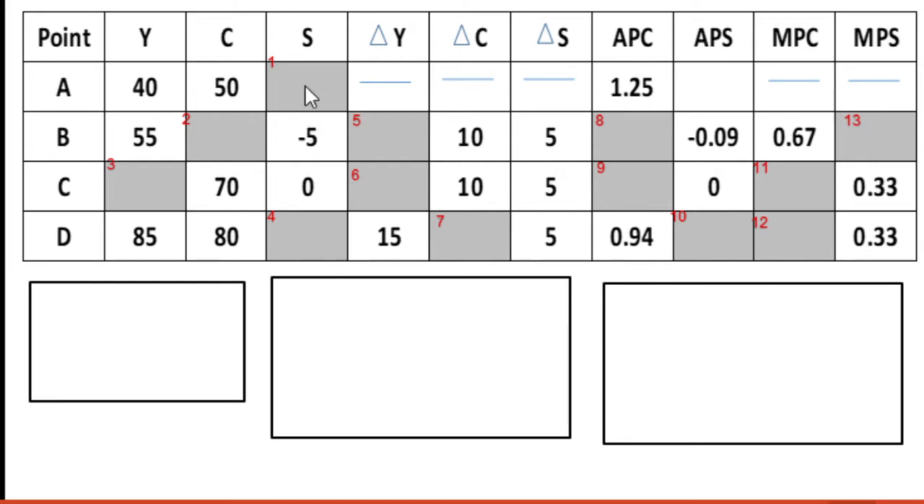So let us have number 1. The missing data is S. So we will use the values of Y and C. Let us determine the value of Y under point A. So we have Y, which is 40, minus 50, which is our C. And our savings is equals to negative 10.